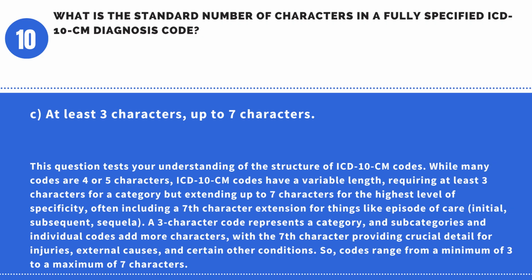A 3-character code represents a category, and subcategories and individual codes add more characters, with the 7th character providing crucial detail for injuries, external causes, and certain other conditions. So, codes range from a minimum of 3 to a maximum of 7 characters.